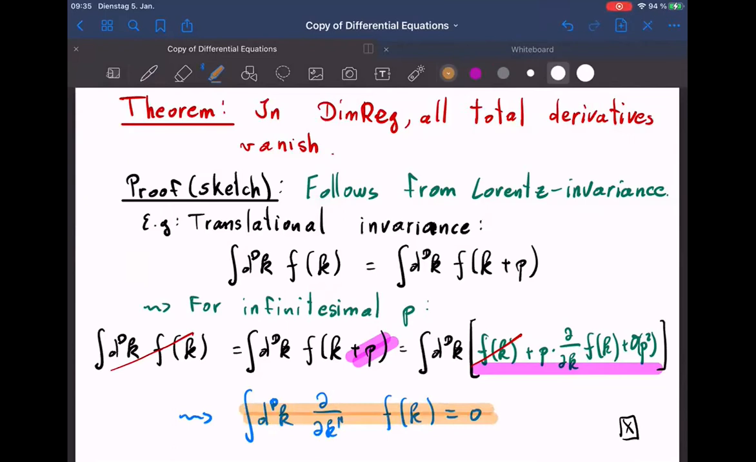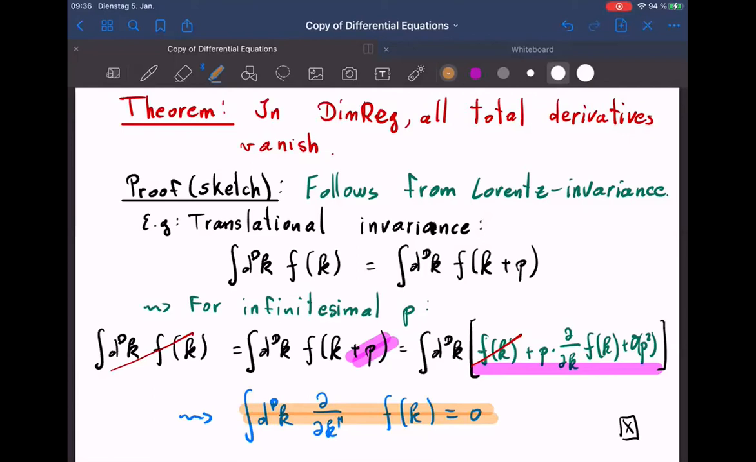Now, this is a bit heuristic. You can do it more rigorously. But you see that it is the Lorentz invariance, or here the translation invariance of the integral, that tells you that integrals of total derivatives must vanish. You can go through the proof a bit more carefully, a bit more rigorously, but that's essentially the core of it.